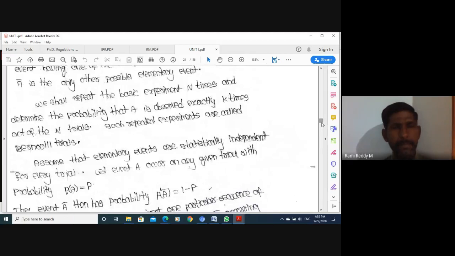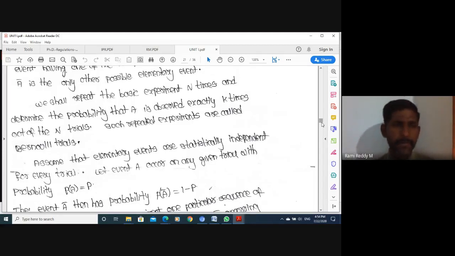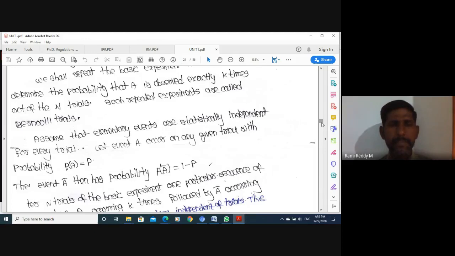We shall repeat the basic experiment n times and determine the probability that A is observed exactly k times out of n trials. Such repeated experiments are called Bernoulli trials. Assume that elementary events are statistically independent for every trial. So let P of A be p and probability of A bar be 1 minus p.